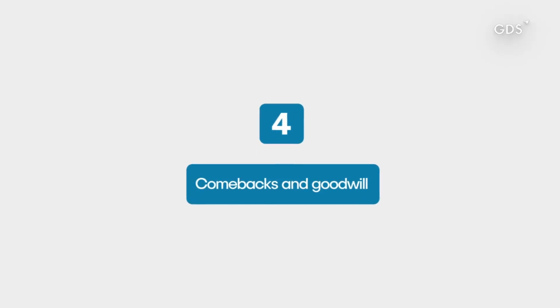Number four is comebacks and goodwill. Any rework you do for free still costs you time. If you're logging hours but sell £0 labour against them, it's one of the fastest ways your effective rate drops below what you think you're charging. So let's show you how to make more money without upping your posted rate.